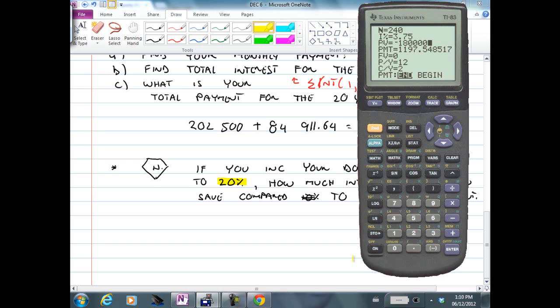Right off the bat, that changes. Now, let's see my payment. It went down to 1,064. So if I increase by 10%, my payment actually drops down by about $100 a month. But in reality, that's not what I'm looking for. I'm looking for my interest.